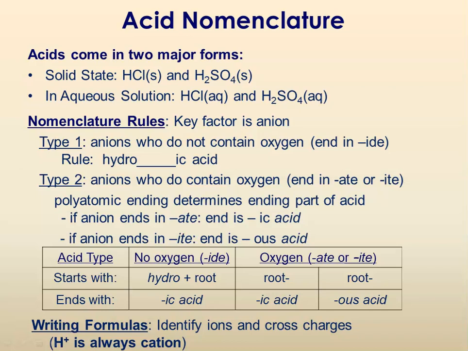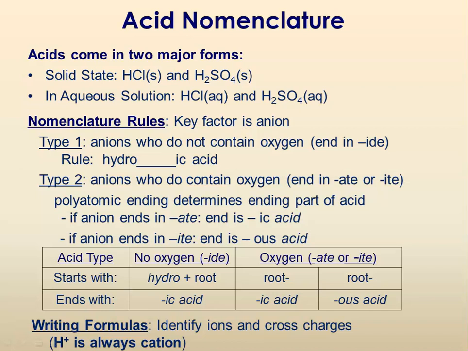If the anions are oxyacids, or if the acids come from oxyacid ions, ones that contain oxygen, they'll end in -ate or -ite, and the ending determines how their name is going to be formed. They will never start with hydro, but if the anion ends in -ate, they will go to -ic acids, and if the anion ends in -ite, they'll go to -ous acids.